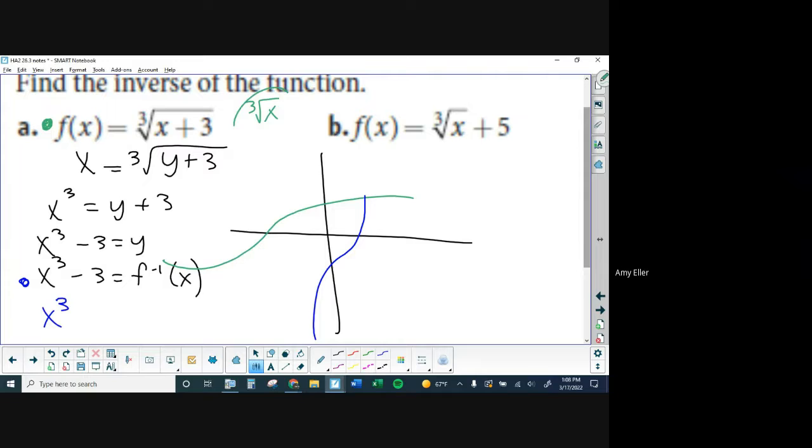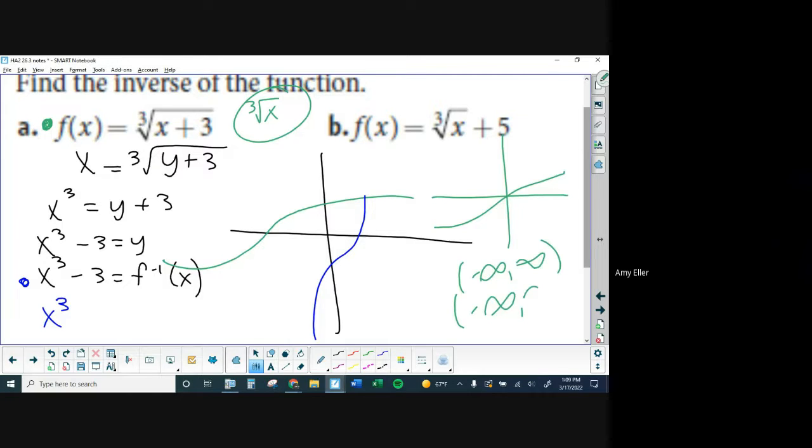The domain of this graph, the original, all real numbers. The range, all real numbers. There are no restrictions. So when I do the switch, there's still no restrictions on domain or range. The green is what you call one-to-one. It passes the vertical and horizontal line test. So if I flip it, reflect it, it's still going to pass the vertical and horizontal line test. Questions on this one?